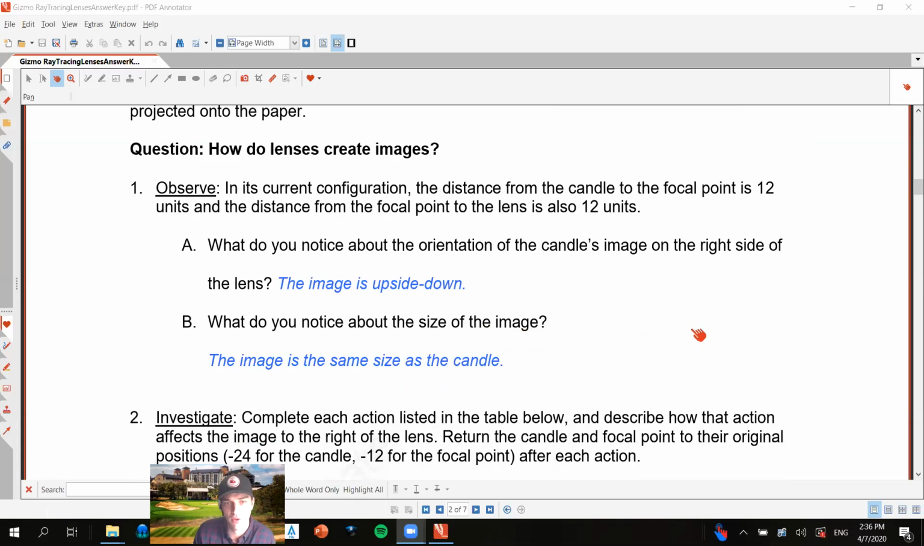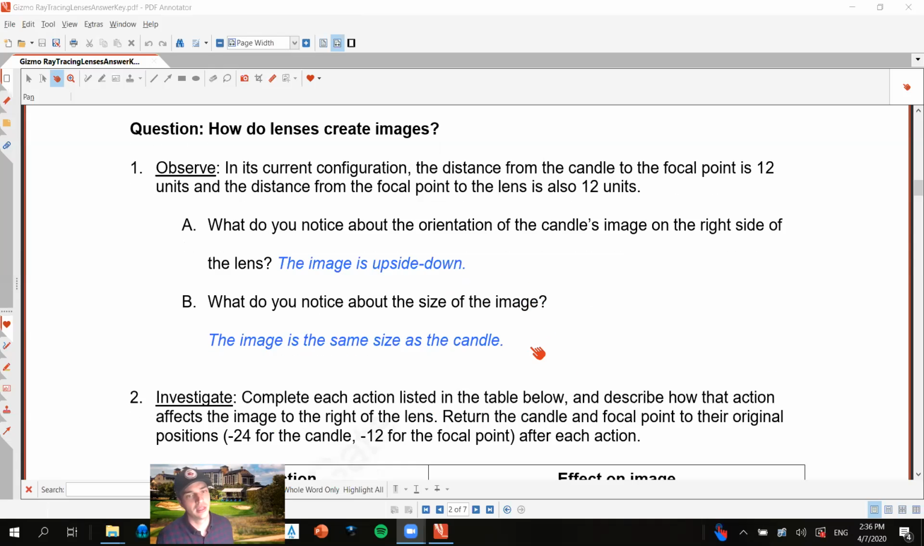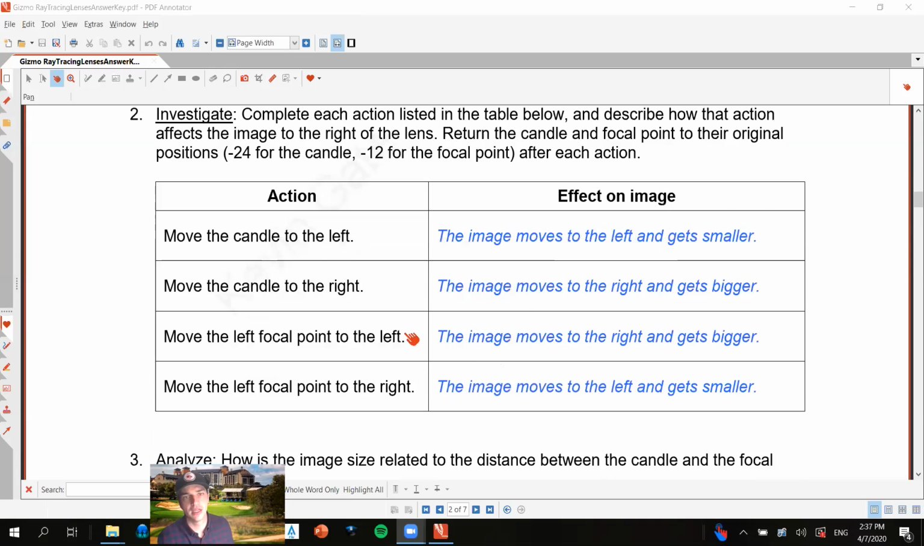Well, it's upside down. What about its size? Well, it should be the same size. When it's at 2F, an object should be the same size inverted behind the lens. It then asks us to make a number of different movements with minus 24 units as our starting point.